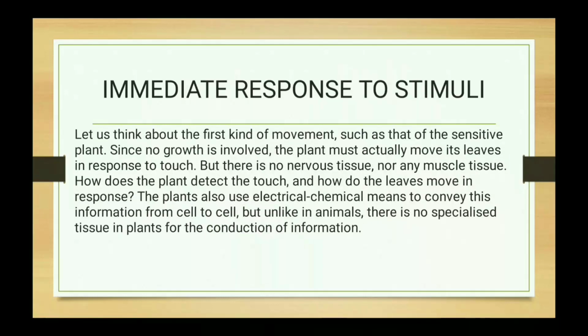Now, further, we have immediate response to stimuli. Let us think about the first kind of movement, such as the sensitivity of the plant. Since no growth is involved in this, the plant must actually move its leaf in response to touch. But there is no nervous tissue nor any muscle tissue. How does the plant detect the touch? And how do the leaves move in response? Plants also use electrical and chemical means to convey this information from cell to cell. But unlike in animals, there is no specialized tissue in plants for the conduction of information.